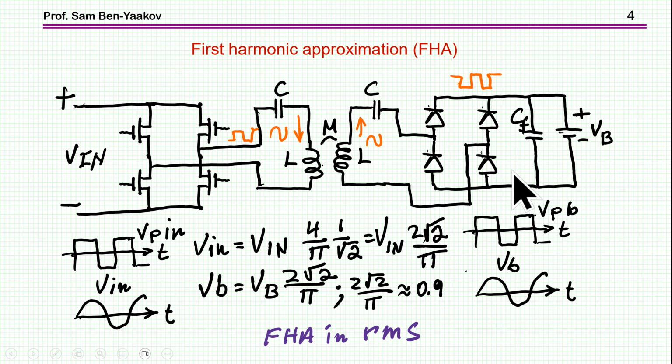Now, the same thing we can do at the output. We have here a square wave of the battery voltage, and therefore the RMS, V small b here, a phasor variable, is 2 square root 2 over pi, which is again about 0.9 times the battery voltage. Okay, by this we have actually got rid of the square wave here.